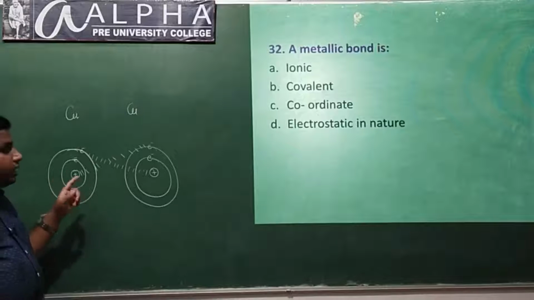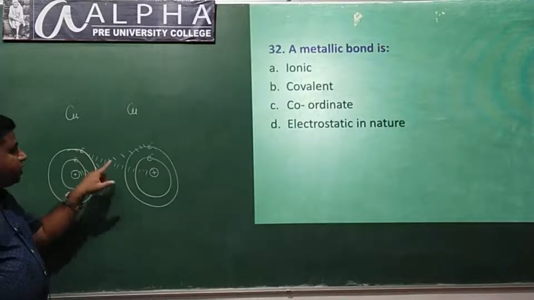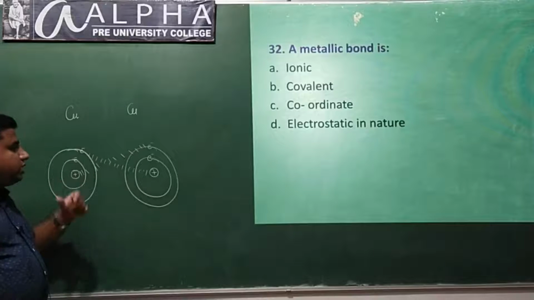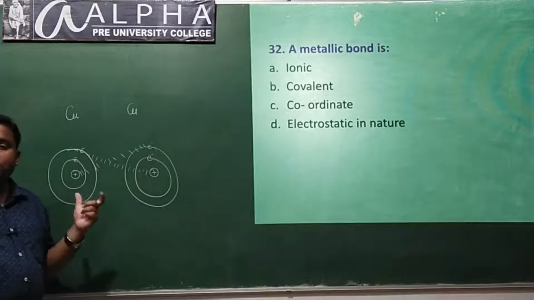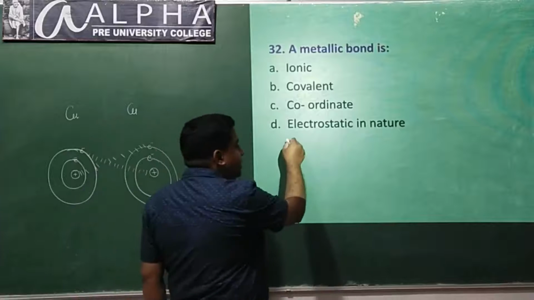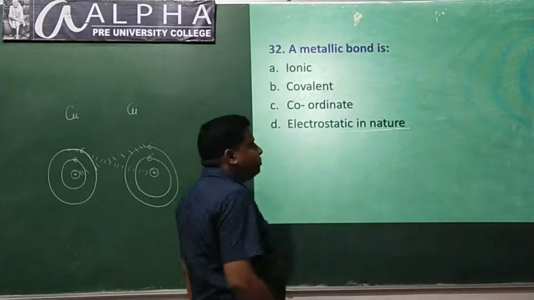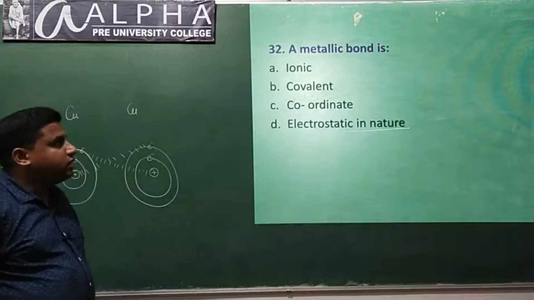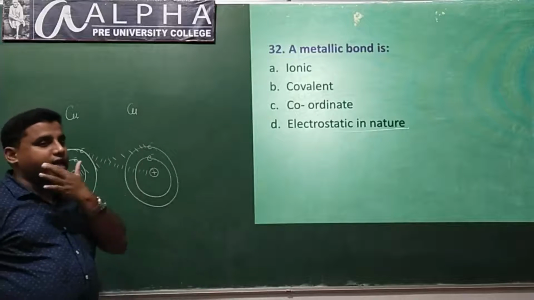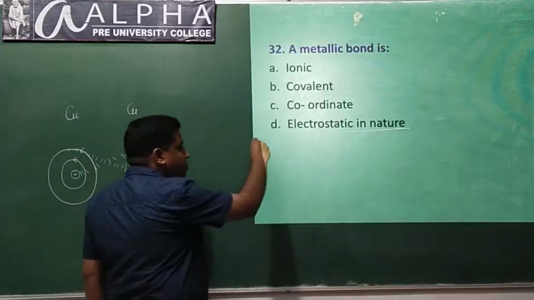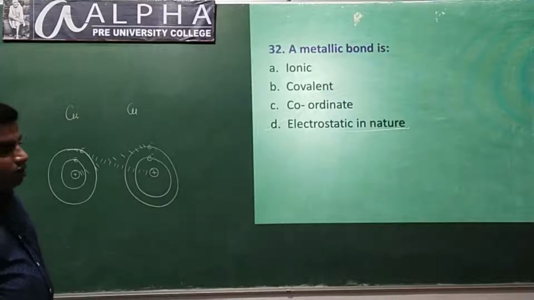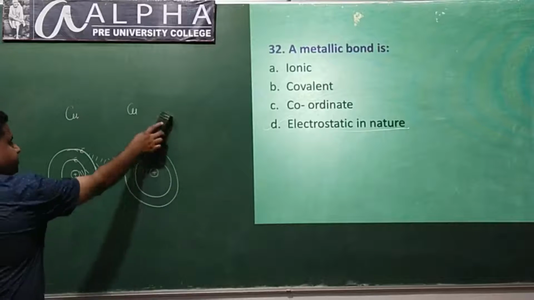Here the force of attraction is between opposite charges, negative charge and positive charge. If the force of attraction exists between opposite charges, we say it is purely electrostatic in nature. So a metallic bond is purely electrostatic in nature. Hence it is option D. That's great. Next question.